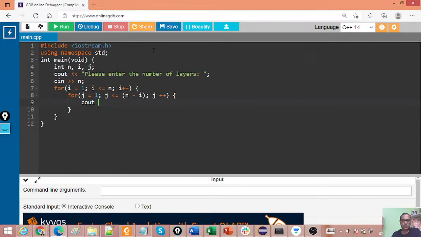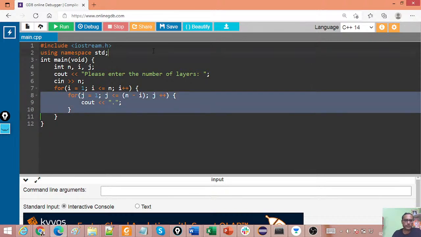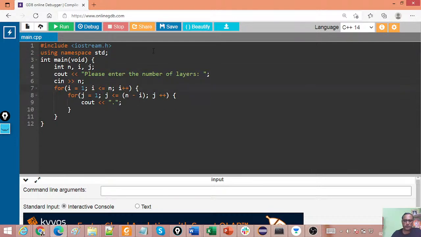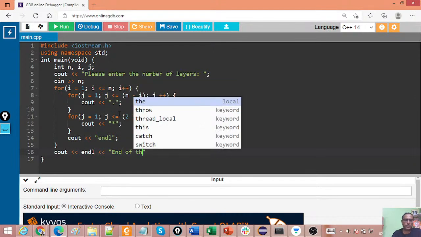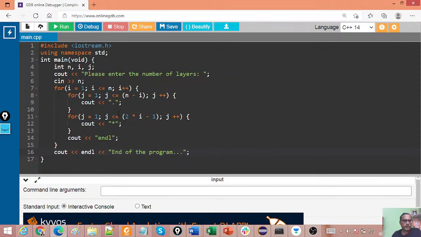We shall print a space, not a star, actually we want to print a space. Then I shall go for the same loop. For the same loop I shall go for 2 star i minus 1, j++. I should print the star here. Then I shall go for the line break, cout endl. End of the program. So that's okay, fine.